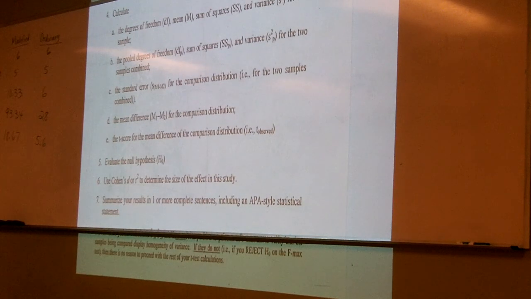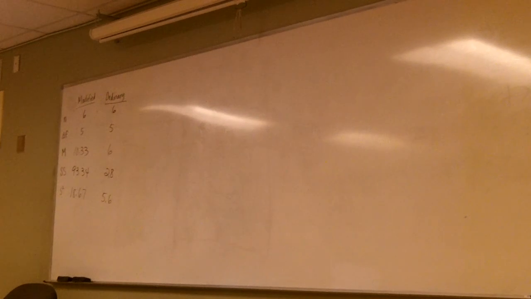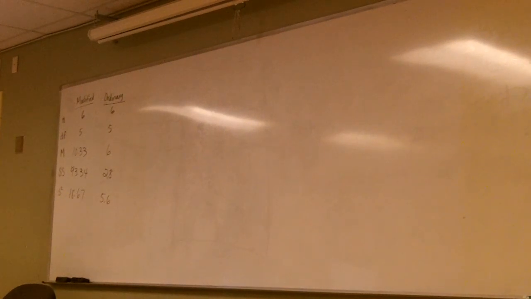All right. I'm going to turn this off so that I actually have some room to work. All right. This board is small. Okay, so we need to do degrees of freedom pooled, sum of squares pooled, sample variance pooled. All right, now, if you have your form, the one that looks like this from last time, you want to get that out.